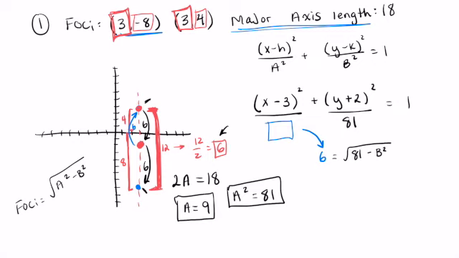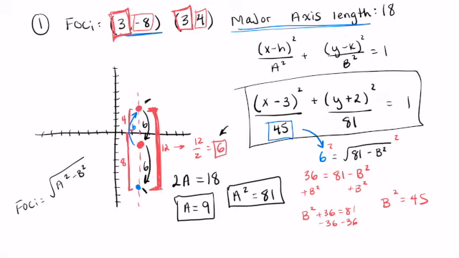So I'm going to square both sides. That gives me 36 equals 81 minus b squared. I'm going to add b squared to both sides. That way I have b squared plus 36 equals 81. Now I'm going to subtract 36 from both sides. That gives me b squared equals 45. And I can just plug in 45 right there, giving me my equation for my ellipse.